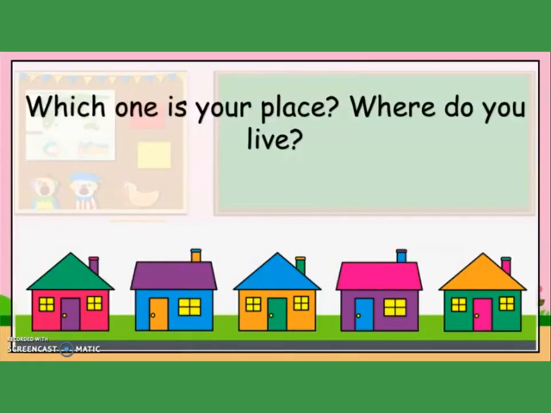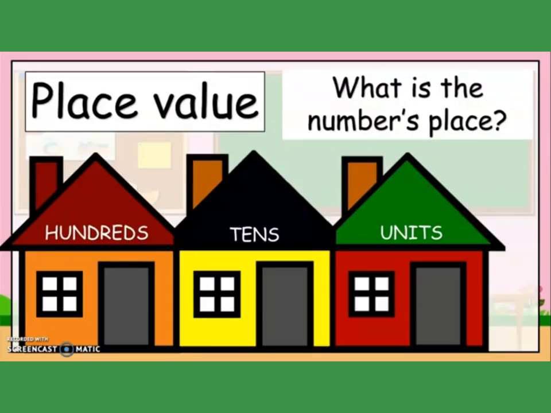When we look at houses, for instance, we might say something like, which one is your place? What we mean by that is, where do you live? Now, place value tells us what the place of a number is. In other words, where does the number live? Does it live in the hundreds house, the tens house, or the units house?